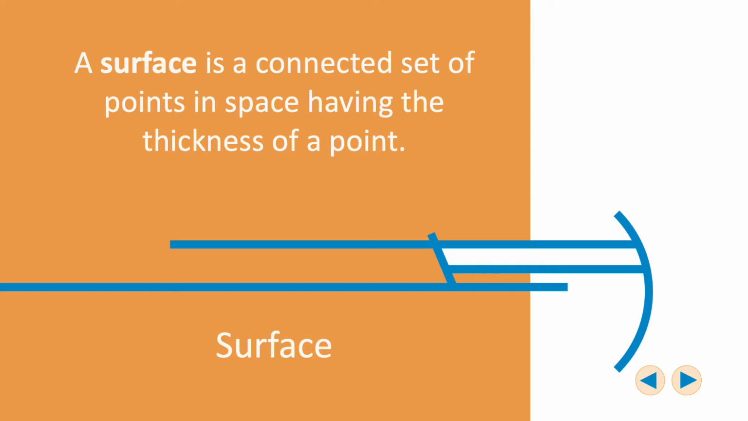So, of course, we have more vocab words. And the first word that we're looking at is surface. Okay, so that definition that's up there right now: a surface is a connected set of points in space having the thickness of a point, which is very similar to the definition for a plane. Surface can look like this or this. It is basically a 2D shape. That is your surface. It is the thickness of a point because there is no width to it.